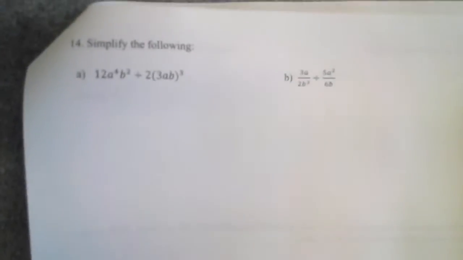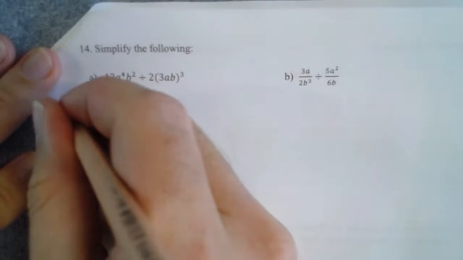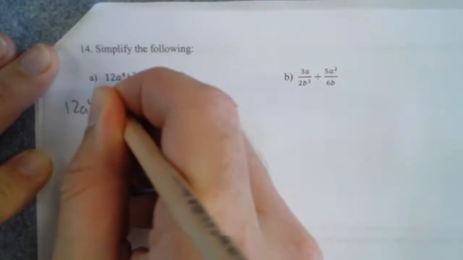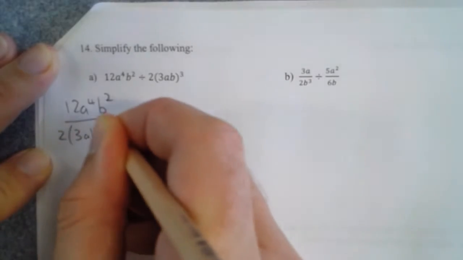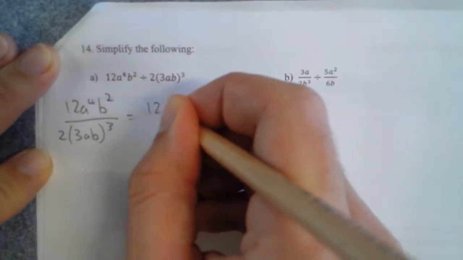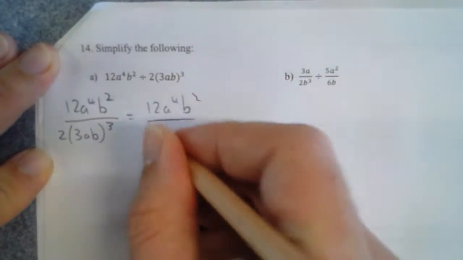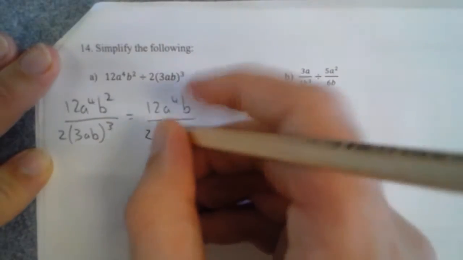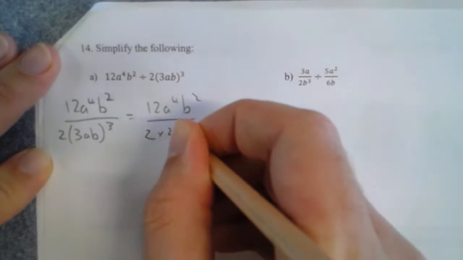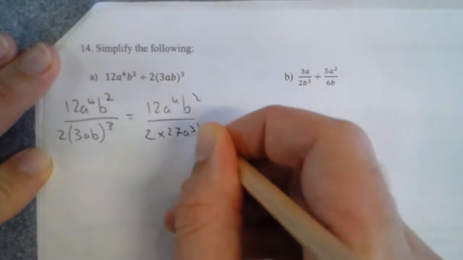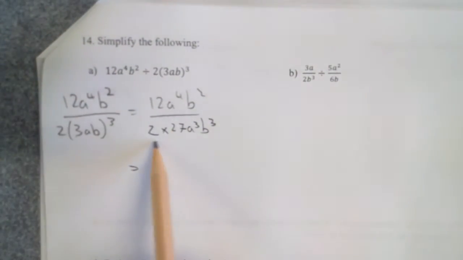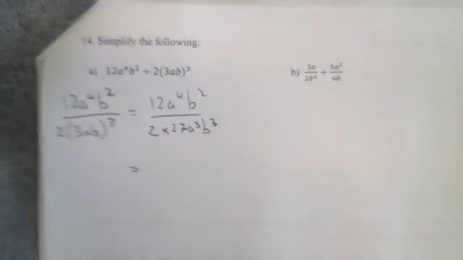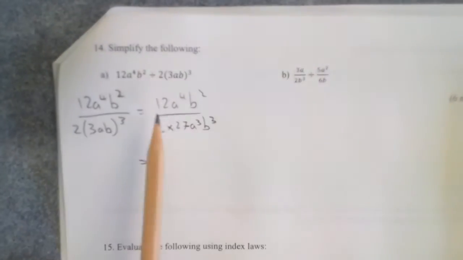Alright, question 14. So when you're simplifying, sometimes it's easy to write it as a fraction, so I'm going to do that now. Divided by 2 lots of 3ab cubed. Now I'm going to simplify the denominator. 3 to the power of 3 is 27, and then you've got a cubed, b cubed. Now I'm going to simplify the coefficients using my calculator, because this is going to be 54 on the bottom, and we've got 12 on the top.